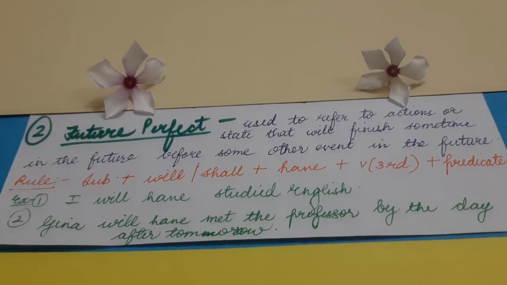Next one, future perfect. Future perfect is used to refer to actions that will finish sometime in the future before the start of another event in the future.